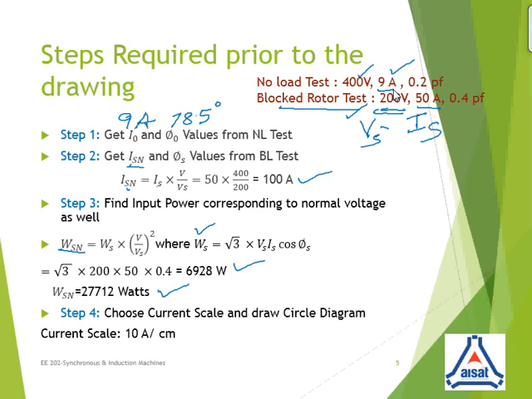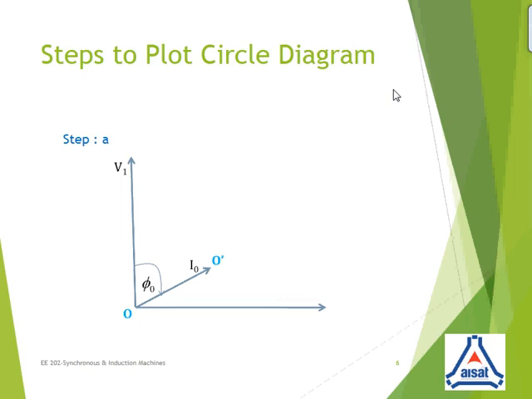You can have a reduced scale like say 12 ampere per centimeter, or whatever scale you choose as the current scale. This is all for the drawing purpose. So now we get into the steps to plot the circle diagram. For the numerical problem I have noted steps 1 to 8, and for the plot of the circle diagram I have used step A, step B, and so on.